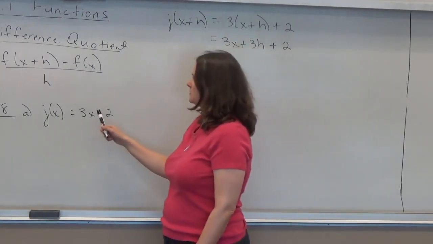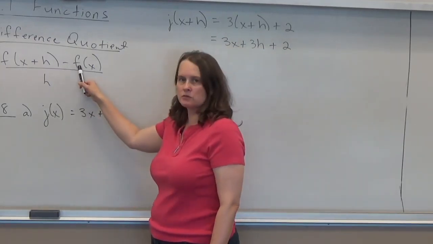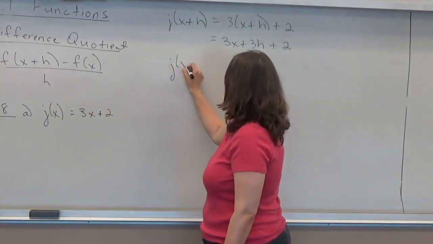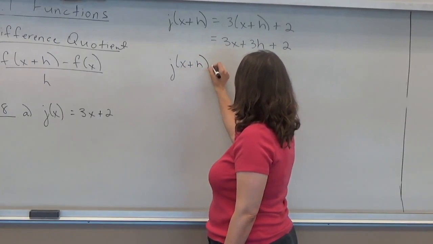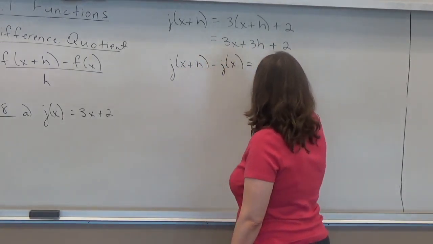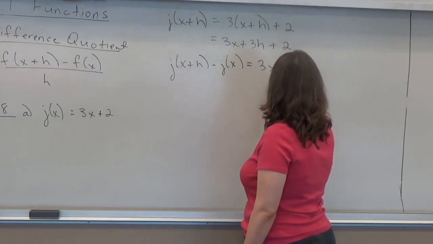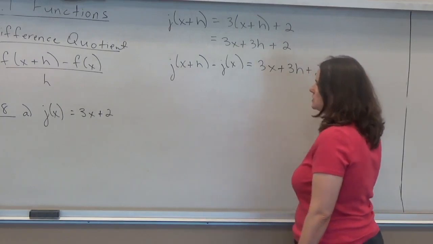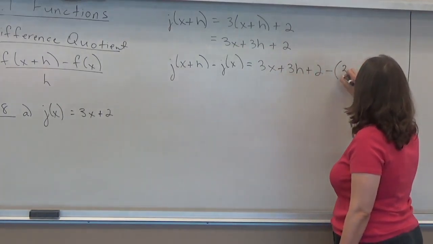Then the formula tells me to now subtract the original function from what I just got. So j of x plus h minus j of x will give me the part that I just found, 3x plus 3h plus 2, minus the original j function, which needs to go in parentheses, 3x plus 2.